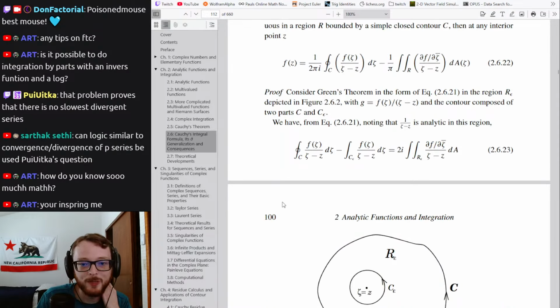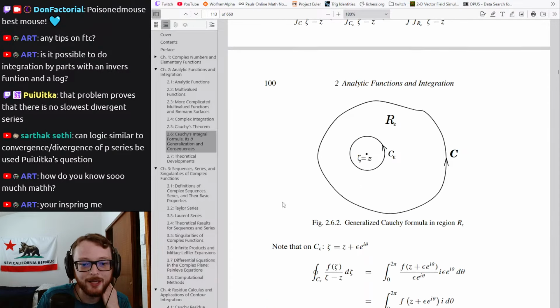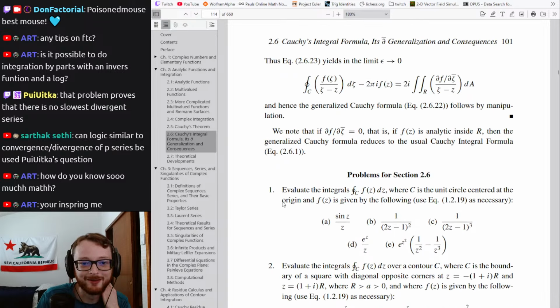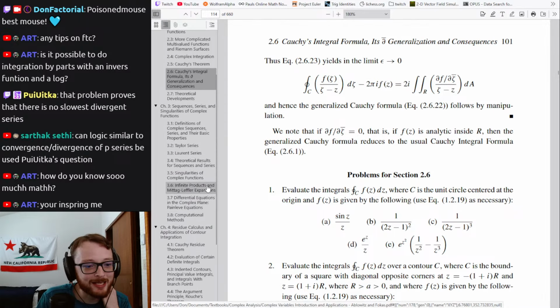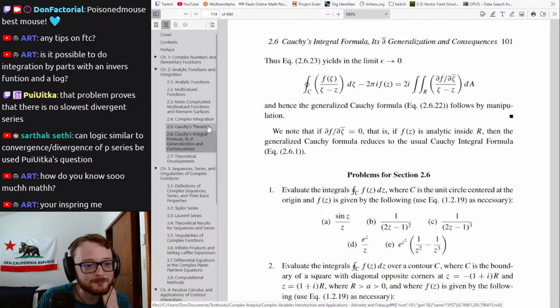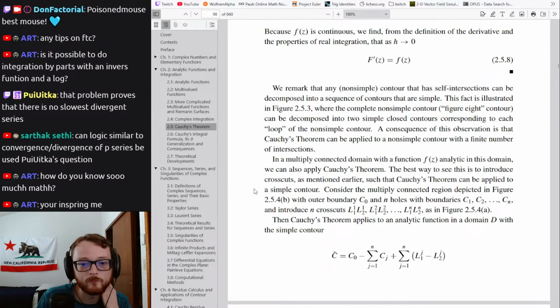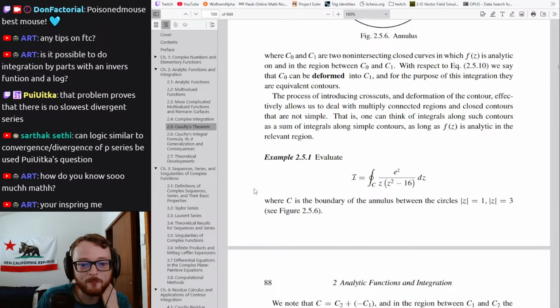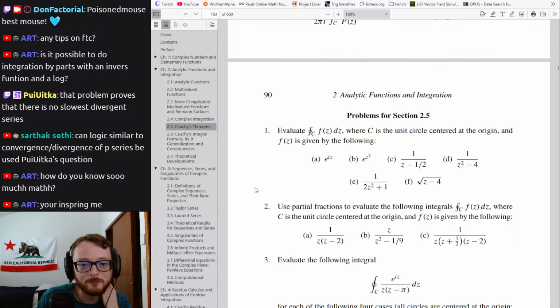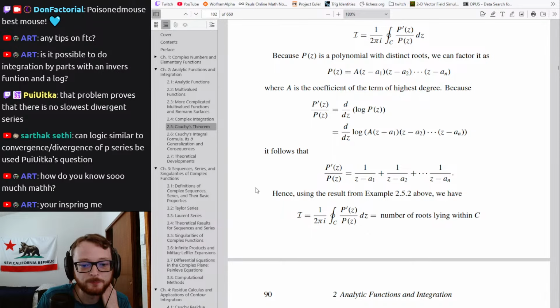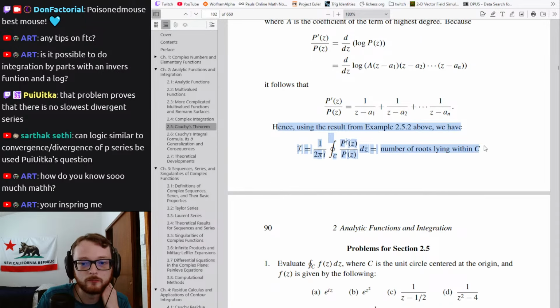How do I know so much math? It just looks like I do, honestly. I usually have those thoughts about the people who are in chat. Like, how do they know so much math? Oh, here we go.